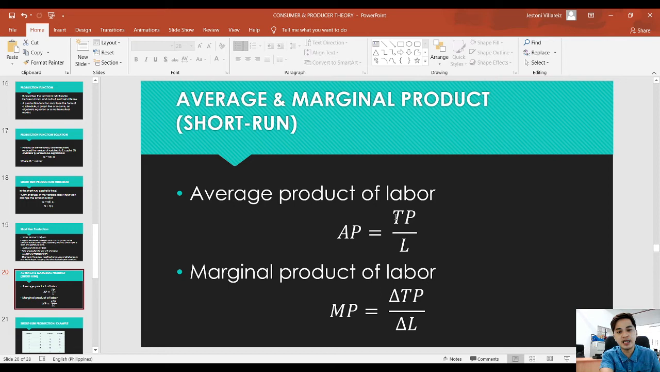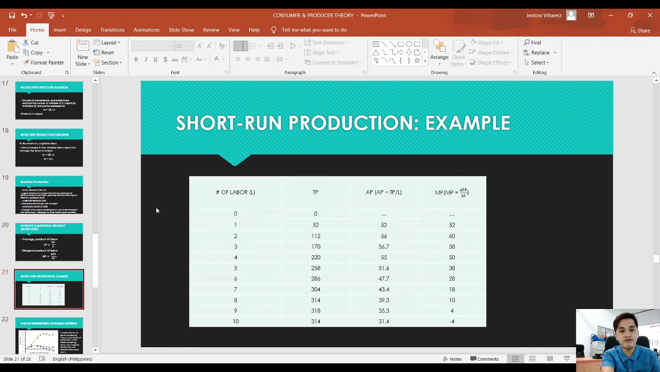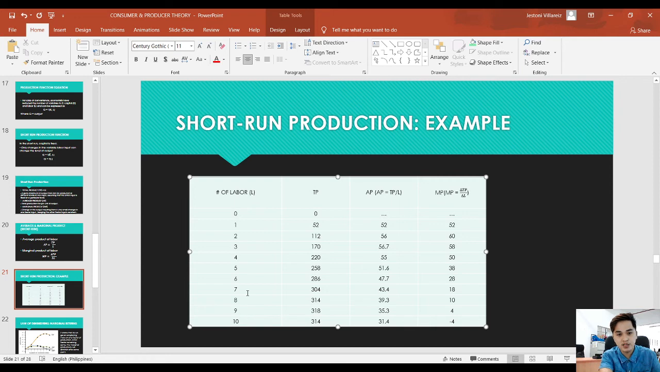Average product, again, is the productivity per labor. That's why it's TP over L. And our MP is delta TP over delta L, or the change in TP over the change in L. This is how it looks in a table of values. If you have noticed, our labor here is increasing from 0 to 10. If we increase our labor from 0 to 1, our productivity is 52. If our TP is 52, our AP is also 52, and our MP is also 52.